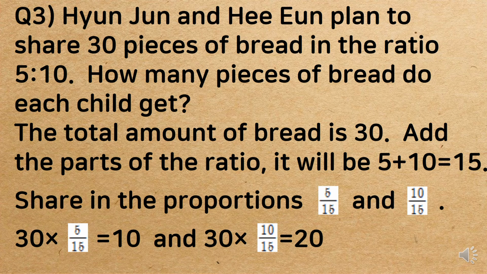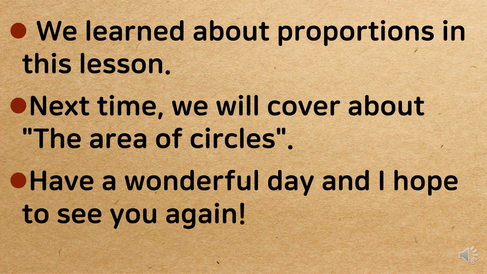The total amount of bread is 30. Add the parts of the ratio: 5 plus 10 equals 15. Share in the proportions 5 out of 15 and 10 out of 15. 30 times 5 out of 15 is 10, and 30 times 10 out of 15 equals 20. We learned about proportions in this lesson.